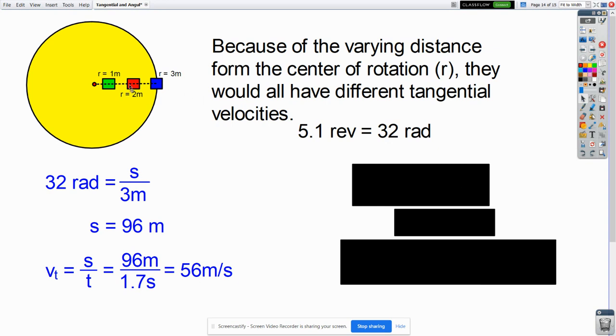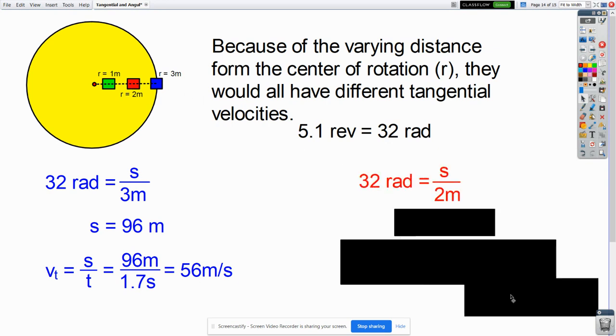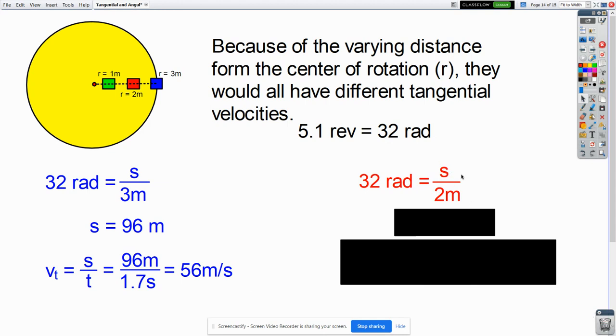Let's do it for the red one on the inside. Again, the first thing we have to do is figure out what the arc length is. It still went through 32 radians, but this time the radius was 2 meters. Multiply both sides by 2. 32 times 2 is 64 meters. That would be our arc length.